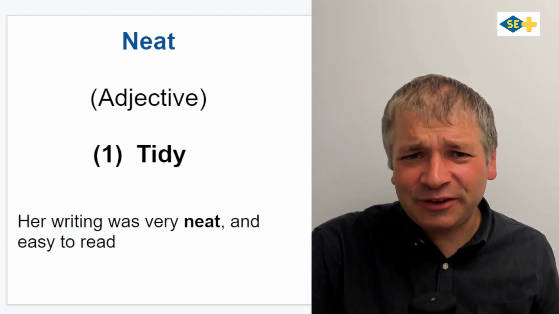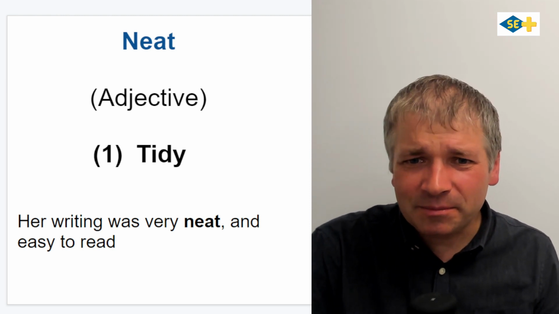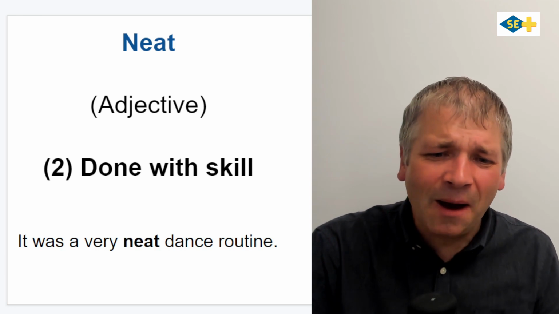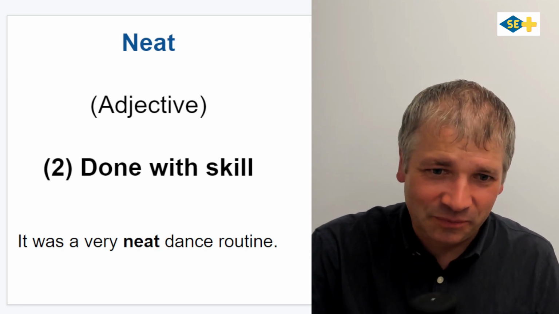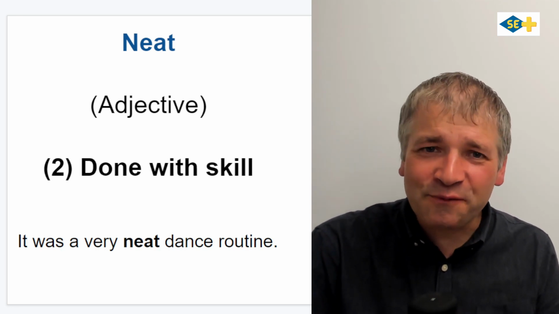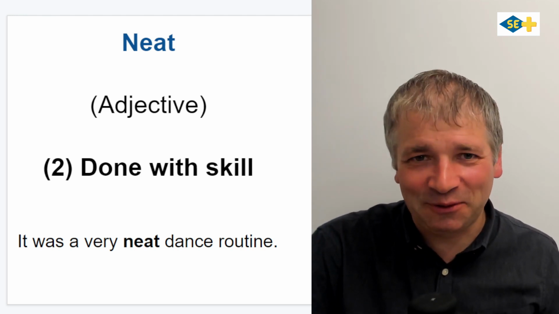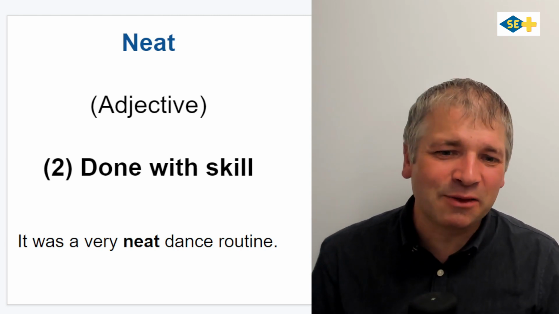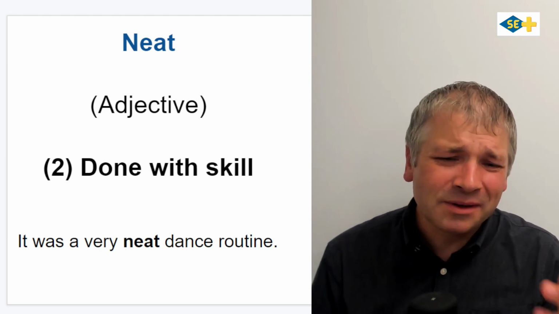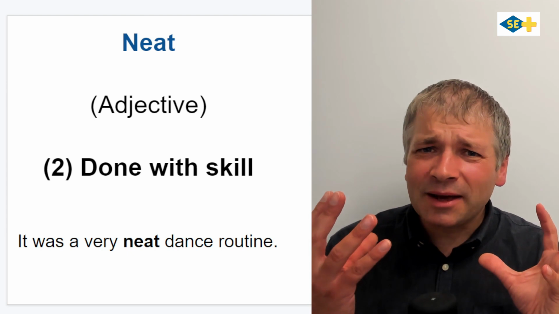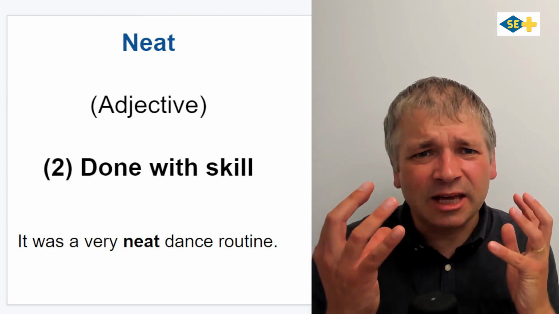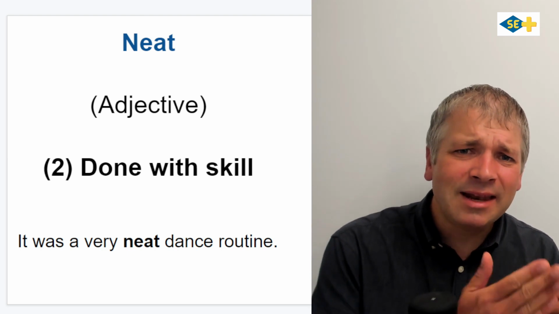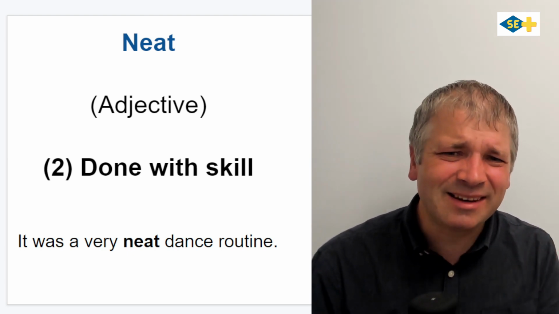The other definitions are similar, but move this on a little bit. So the second definition is done with skill. So, for example, it was a very neat dance routine. So imagine some dancers, they don't make any mistakes, they do some things really well. It's called neat. So, again, we have this idea of it being tidy because nothing went wrong, everything was as planned. But here neat is referring more to the fact they did it skillfully.